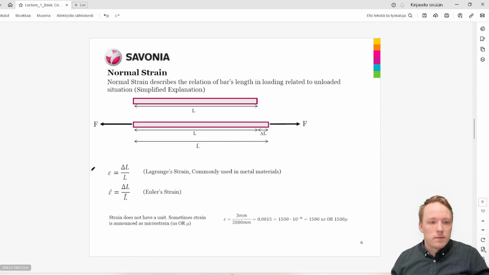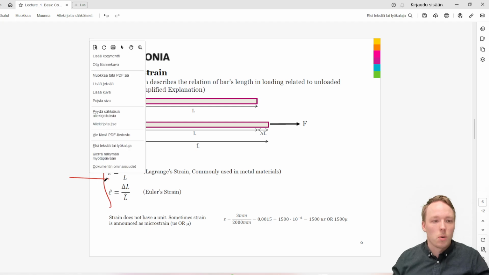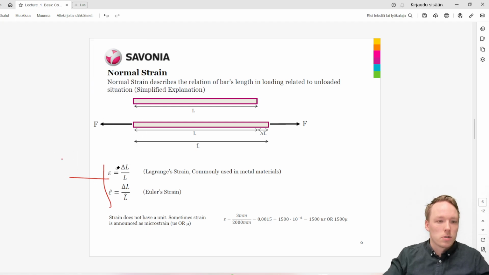Here we have 2 different ways to calculate the strain. During this course, we'll be focusing mainly on this first one, and now I will explain to you how it works.